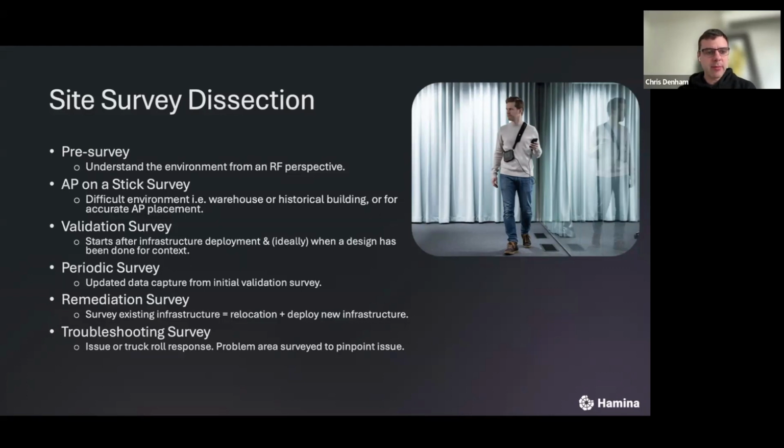Looking down the list, AP on a stick, in terms of a full survey with AP on a stick, is becoming less common. Yep. But that's super important in cases where you can't really model the environment very easily. Maybe some weird and wonderful manufacturing environment. AP on a stick is really good to try out AP placements. I think I'm going to talk about that specifically a bit later on.